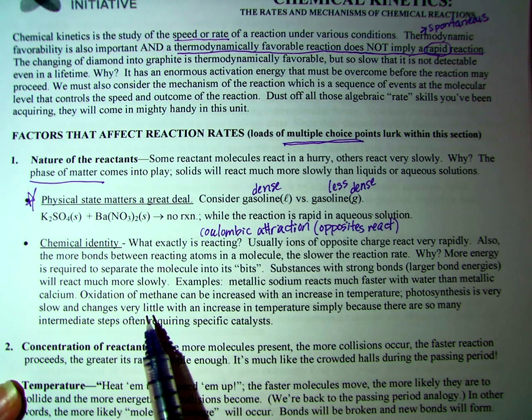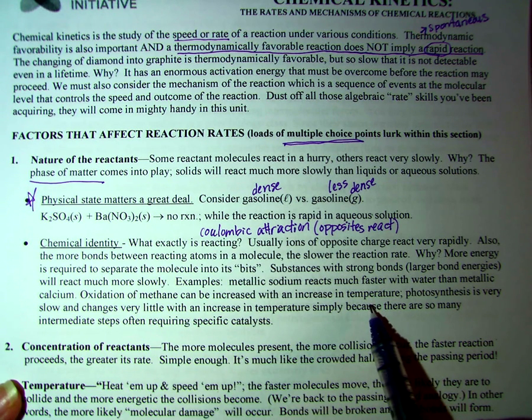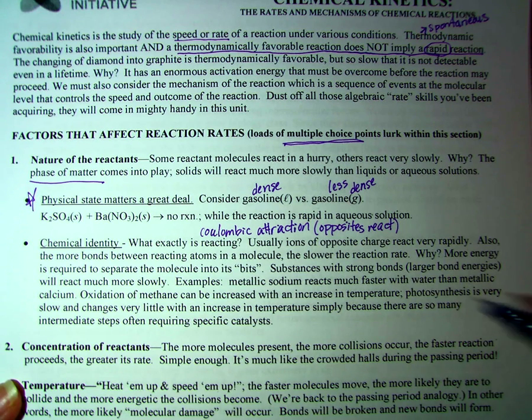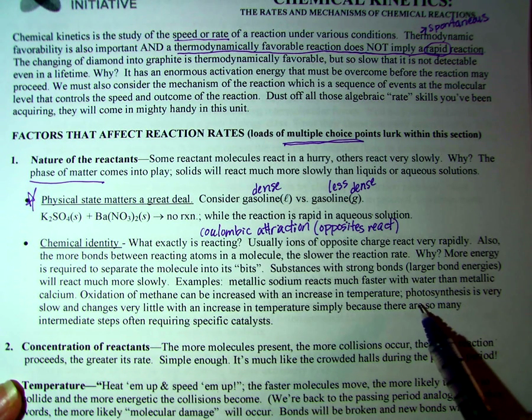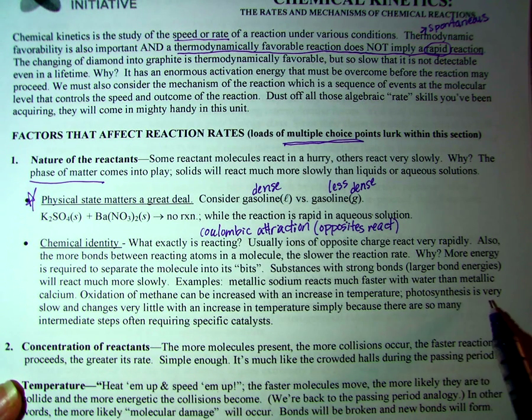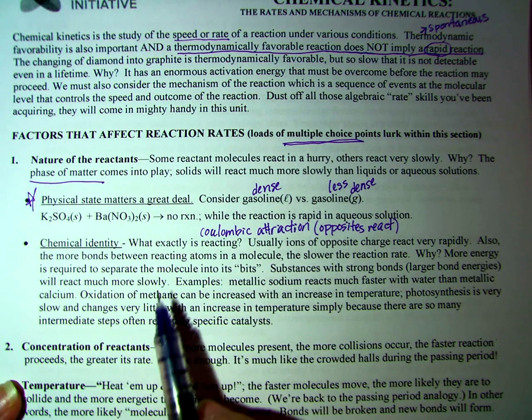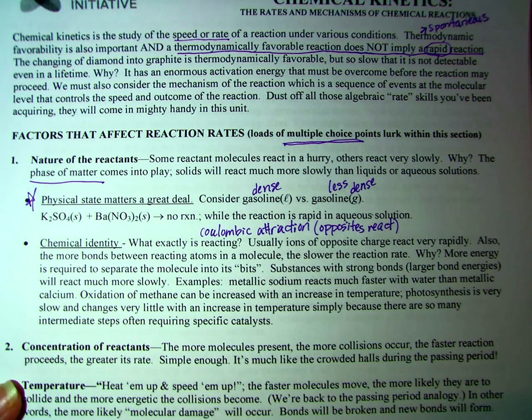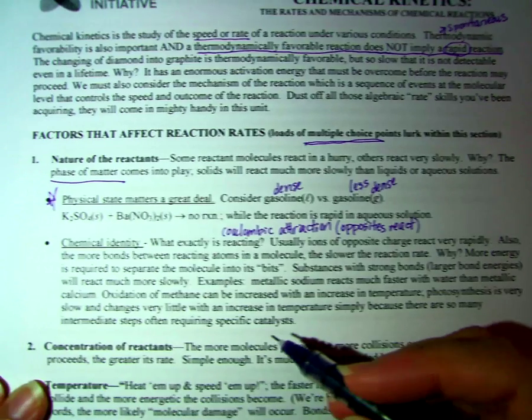Oxidation of methane can be increased with an increase in temperature. So temperature is another thing, and we're going to talk about that again in a minute. Photosynthesis, though, is very slow and changes very little with the increase in temperature because there are so many different steps in the pathway for photosynthesis.